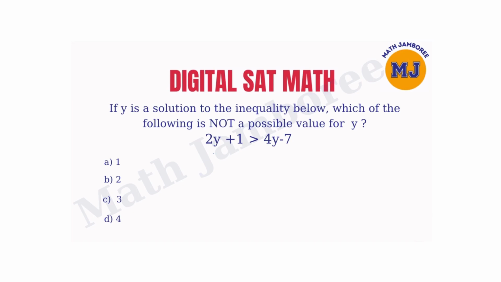let's simplify it. We have variables on both sides of the inequality. I recommend you get rid of the variable with the lower coefficient, which is 2y in this case. So we will take away 2y from both sides. 1 will be greater than 4y minus 2y, which is 2y, minus 7.